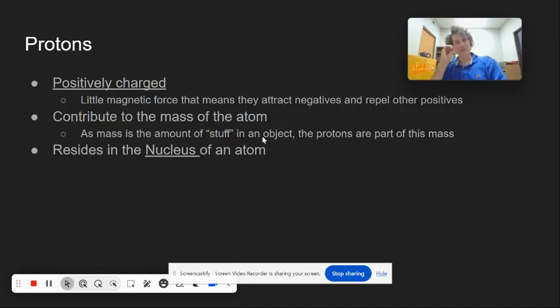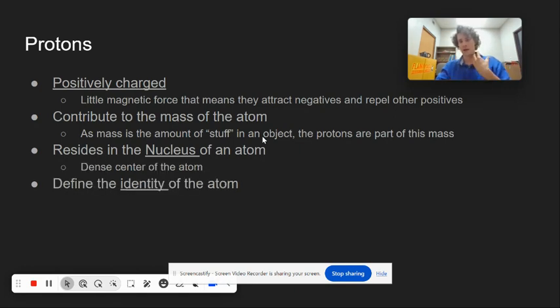The nucleus is very tiny. Very, very, very small, found in the middle. And the rest of an atom is mostly empty space. That's most of an atom. And we'll see how we know that here in a couple seconds. The dense center of the atom. All the mass of an atom is found in the nucleus.